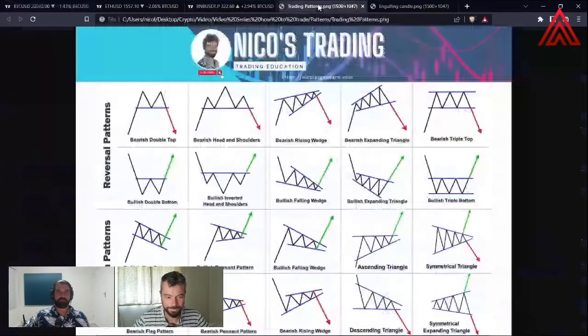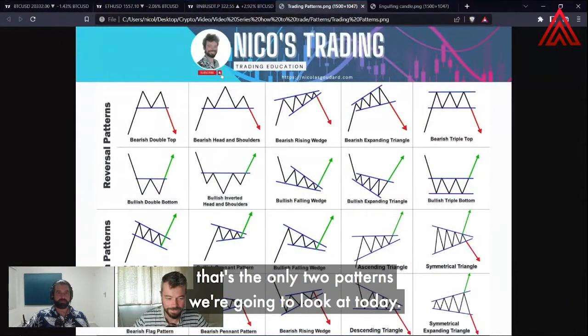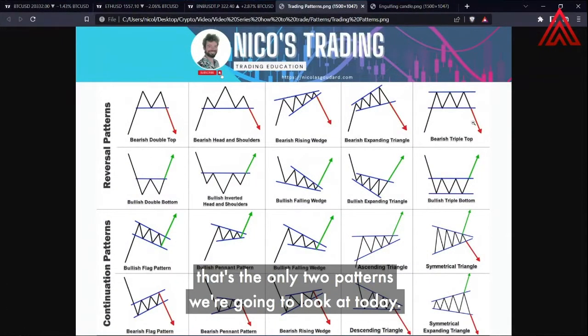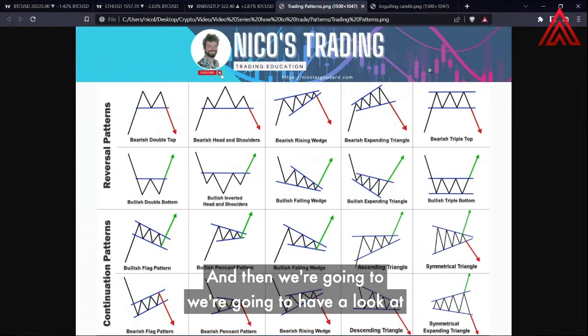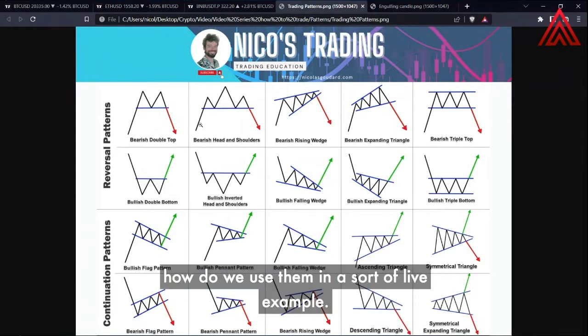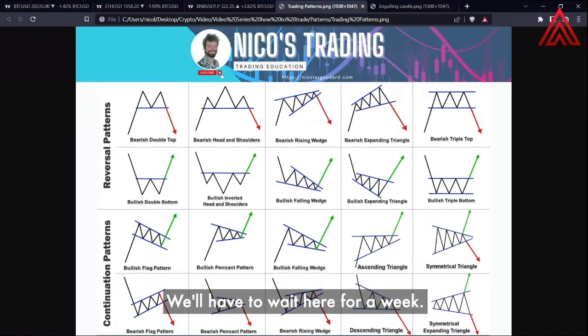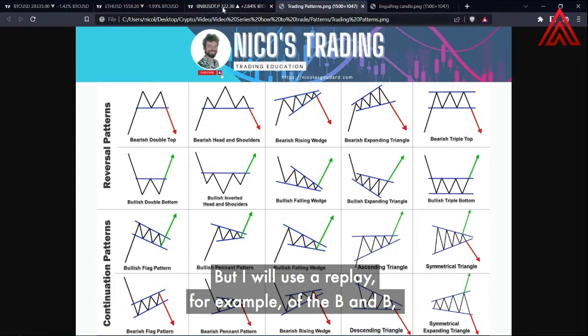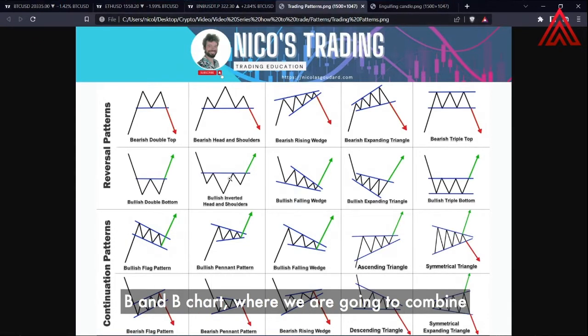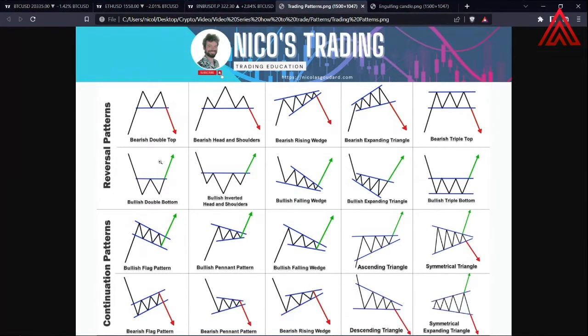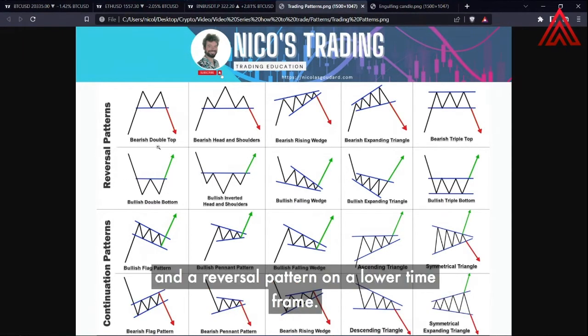So I think that's the only two patterns we're going to look at today, and then we are going to have a look at how we use them in a live example. It's not going to be live as now, because otherwise we won't see what happens. We'll have to wait here for a week. But I will use a replay, for example, of the BNB chart, where we are going to combine trend continuation and a reversal pattern on a lower time frame.